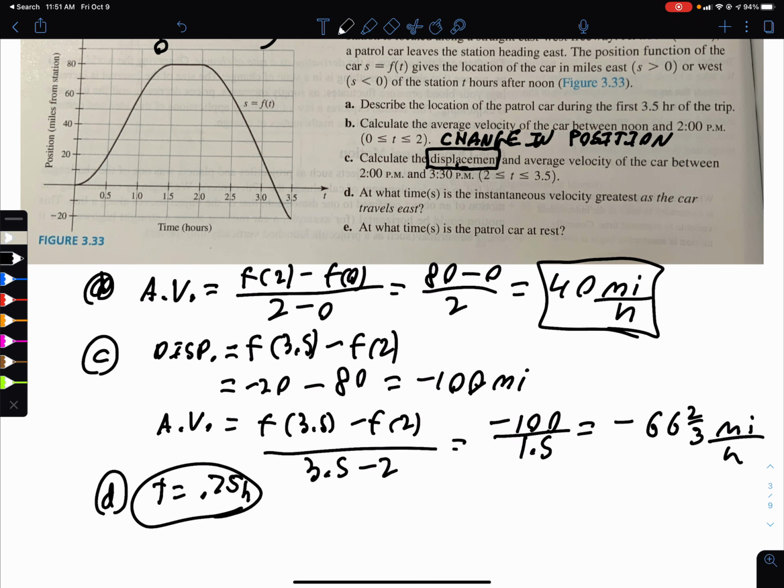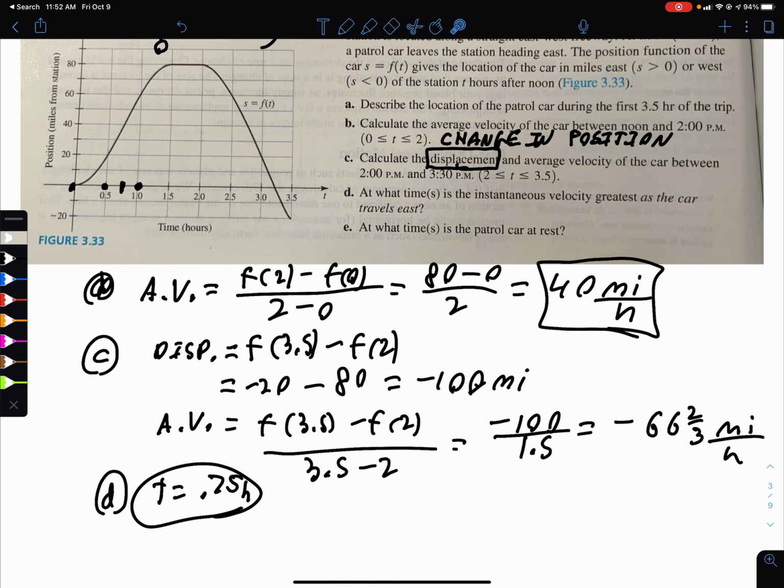So somewhere, this is 12, 12:30. This is 1 o'clock. Somewhere between 12:30 and 1. Looks like the answer. And part E. At what time is a patrol car at rest? We already talked about that. If it's at rest, if the velocity is 0, the position doesn't change. And that's going to be from 1.5 to 2 hours. So hopefully that makes sense.